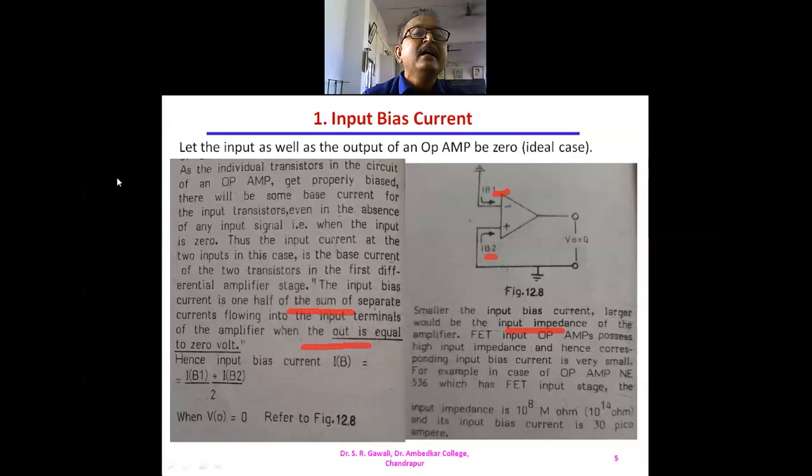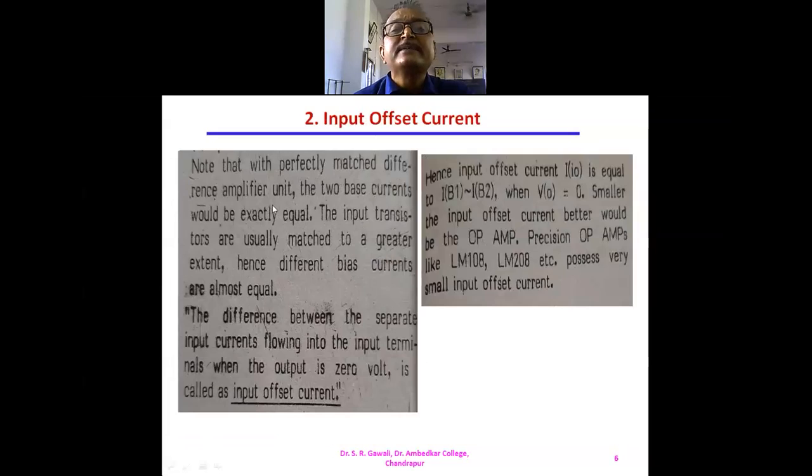Then second parameter of the operational amplifier is the input offset current. Now we know that in the operational amplifier there are the two difference amplifier stages, and in the difference amplifier there are the two transistors. So these two transistors in the difference amplifier should be perfectly matched. जो दोनों स्टेजेस है डिफरेंस एम्पलीफायर के, ये एग्जैक्टली आइडेंटिकल होने चाहिए, एग्जैक्टली मैच होने चाहिए.